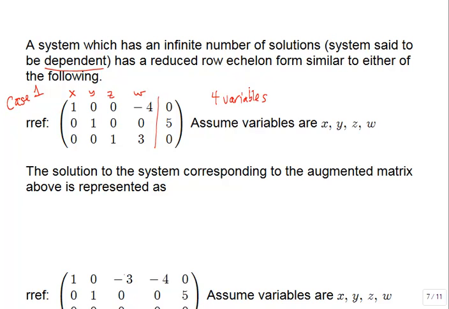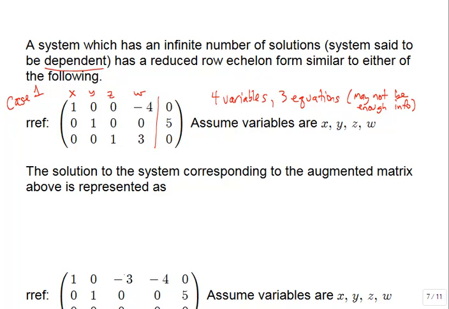But how many equations are there? Since there's only 3 rows, this is trying to have a 4 variable system with only 3 equations. And usually what that implies is there may not be enough information to actually solve it completely. And that's why it's going to become dependent. So look at what we have here. We've got a 1, a 1, a 1 along that diagonal, but there's no 4th row to tell us what W is.